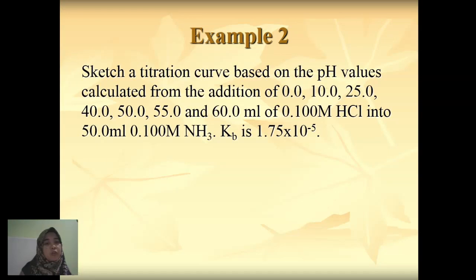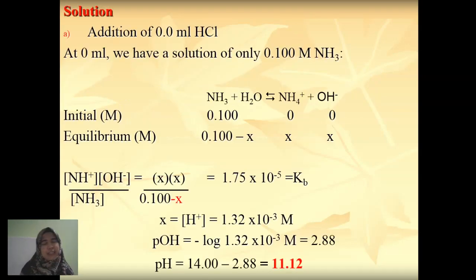Please try this example. Oh no, we provide the solution. So these are the solution. Kb is given as 1.75 times 10 power of negative 5 for ammonia.